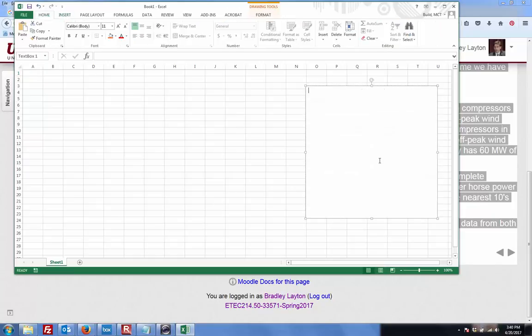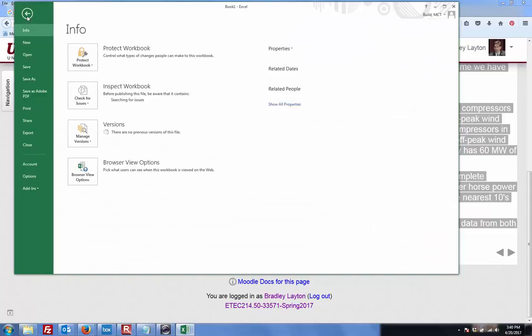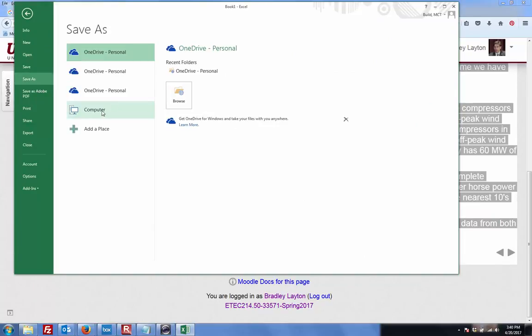Okay, let's paste that in there. File, save as, computer.